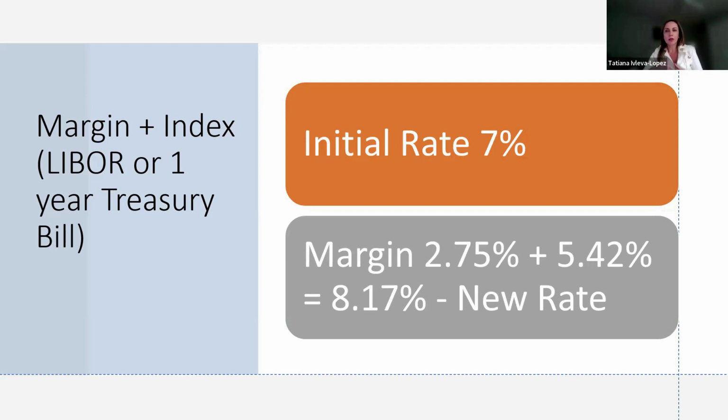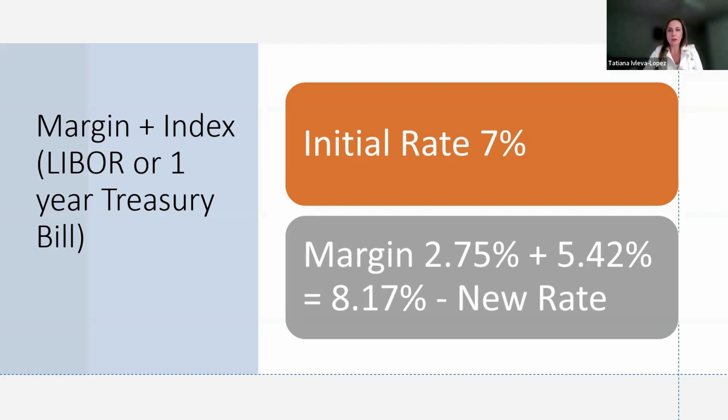And again, you need to know what index your ARM product is attached to. It could be LIBOR. LIBOR is London Interbank Offer Rate. It stands for that. It could be the 1-year treasury bill, and you can actually Google it and see what the LIBOR rate is today. Right. And I just actually Googled it and looked, and here's the number.